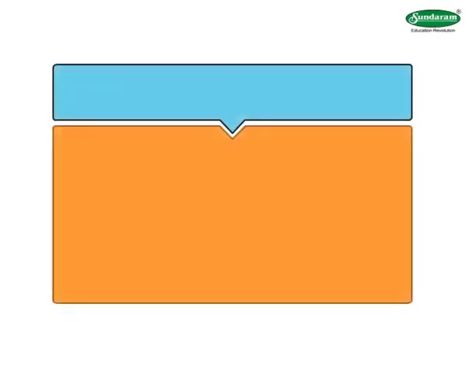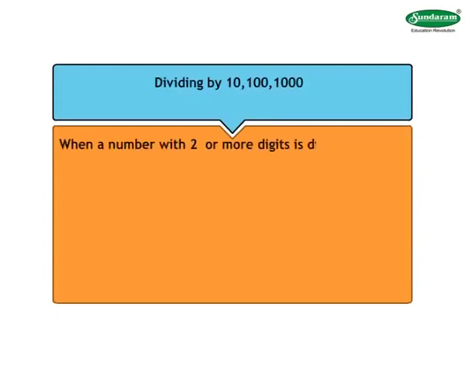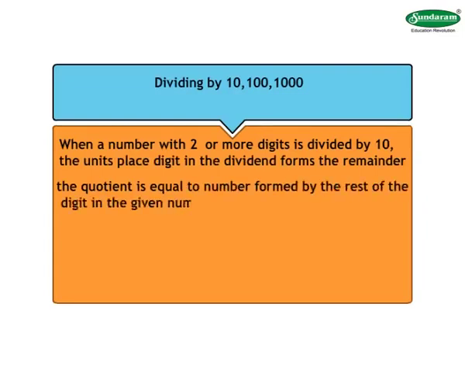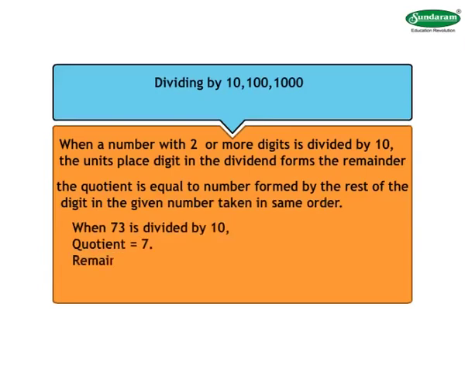Let us learn the basic concepts and facts while dividing by 10, 100 and 1000. When a number with 2 or more digits is divided by 10, the units place digit in the dividend forms the remainder. The quotient is equal to the number formed by the rest of the digits in the given number taken in the same order. When 73 is divided by 10, quotient is equal to 7, remainder is equal to 3.